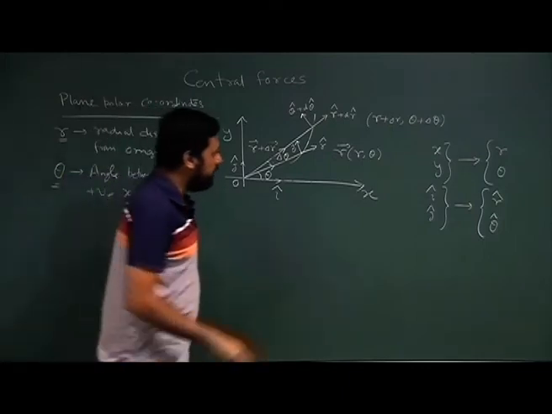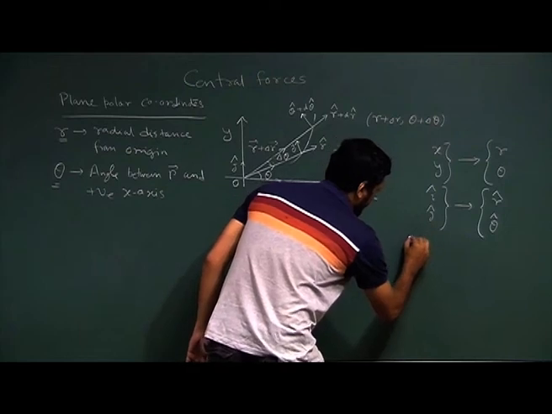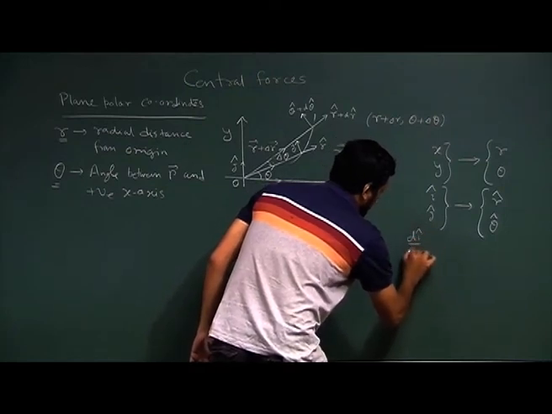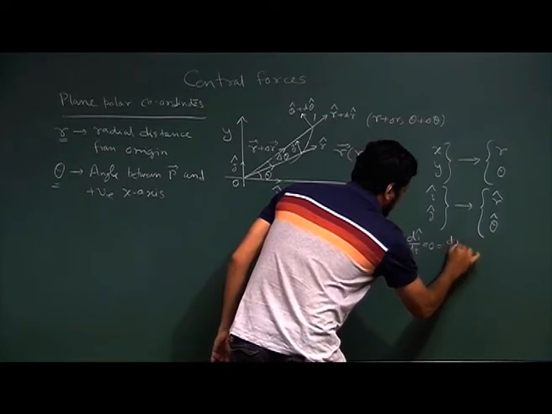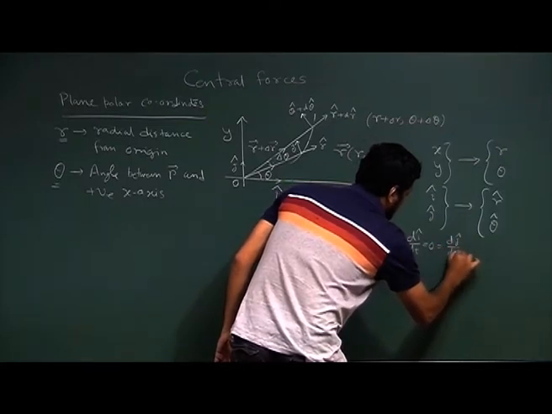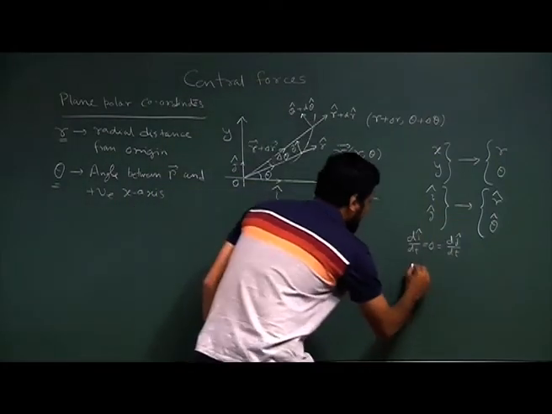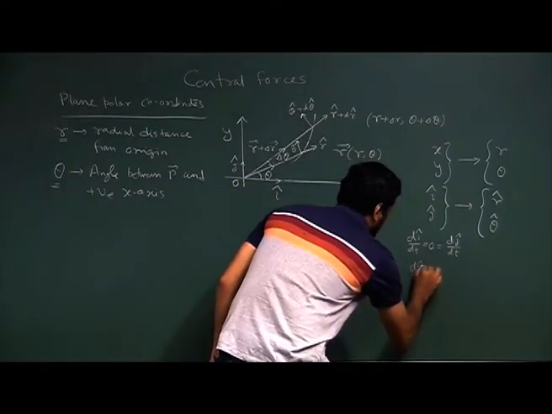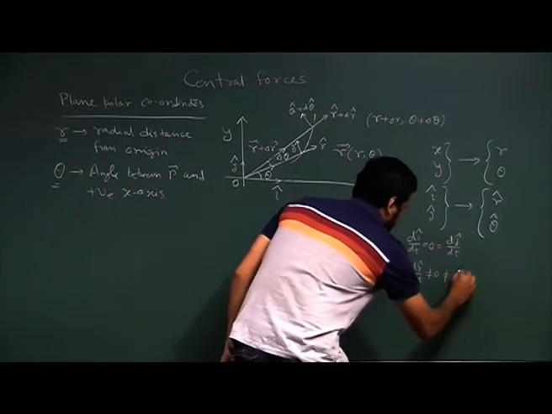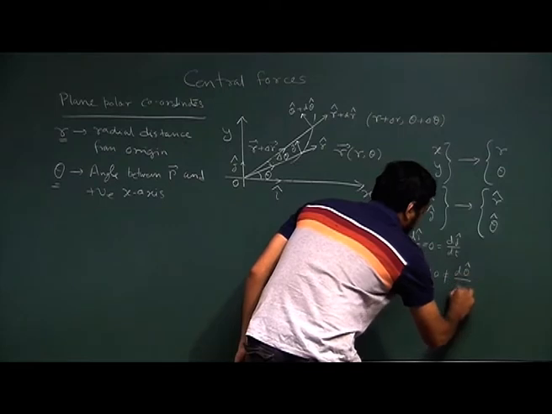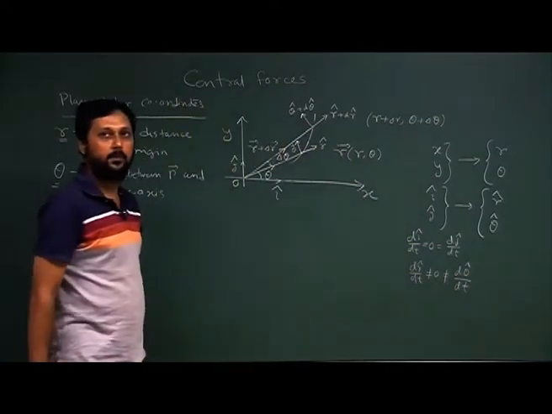So, this is a very unique property, because the time derivative d i cap by dt is identically equal to 0, as is d j cap by dt, which is not the case here. If we take the time derivative d r cap by dt, it will not be equal to 0. Similarly, d theta cap by dt will not be equal to 0.